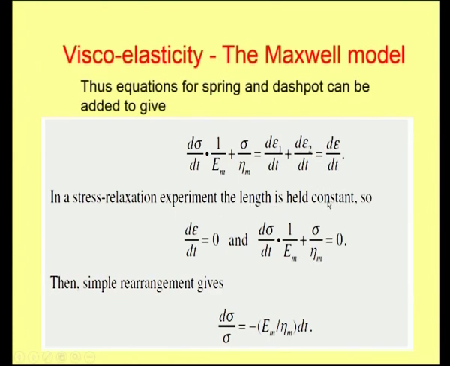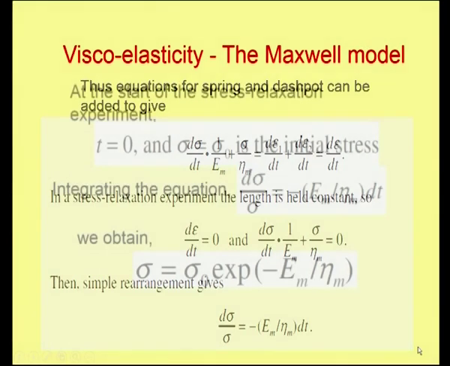In a stress relaxation experiment, the length is held constant, that is, the material is not allowed to strain. Therefore, dε/dt is 0, that is, the total strain is 0. Hence, dσ/dt into 1 by Em plus σ by ηm equal to 0. Now, rearranging this equation, taking the second term to the right hand side and bringing σ to the denominator, we express it as dσ/σ equal to minus Em by ηm into dt.